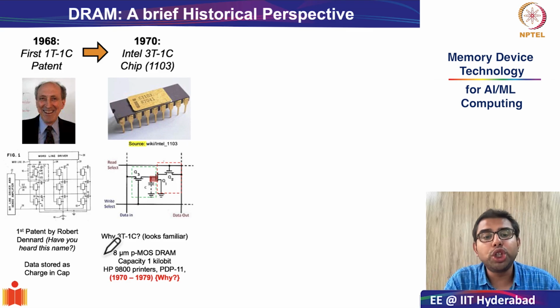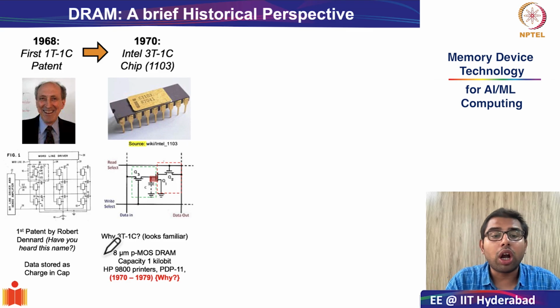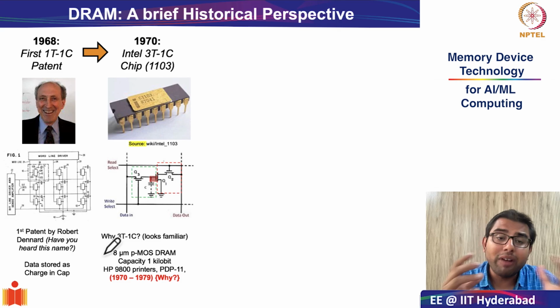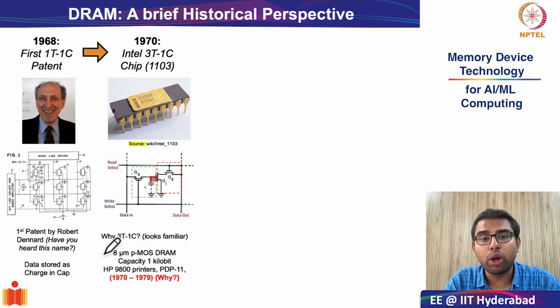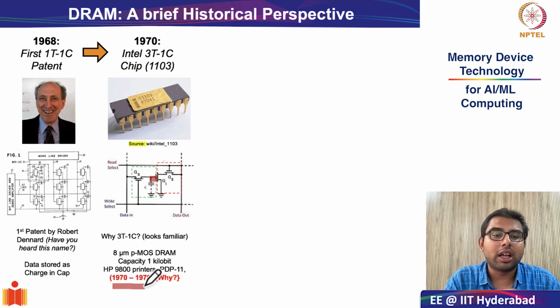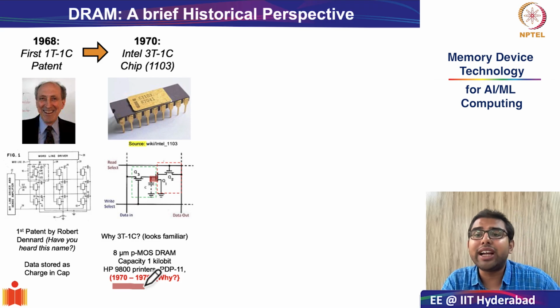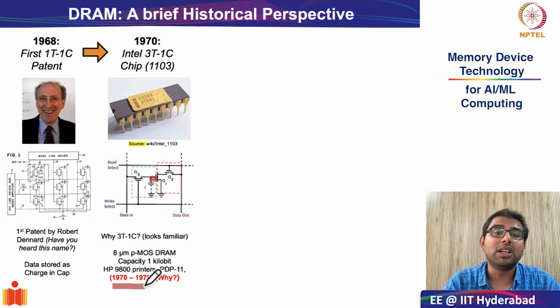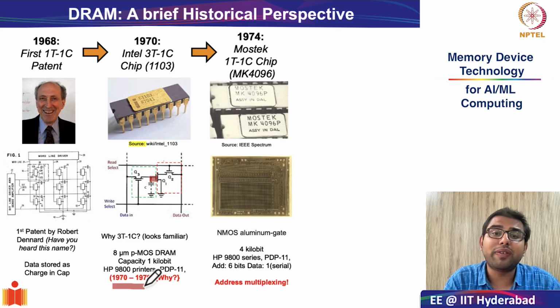Now this was used extensively for the main memory in your old HP 9800 printers, and however, although this was a successful technology, it had a very short shelf life, only from 1970 to 1979. Why was this the case? Why, despite being very successful, was this kind of 3T1C DRAM cell abandoned? The reason is very simple.